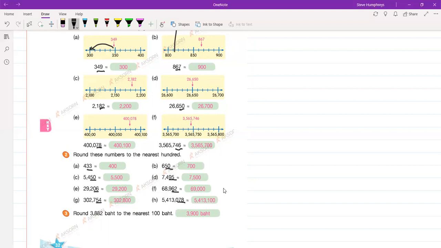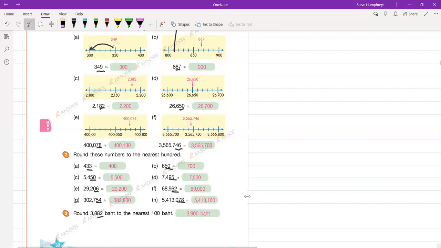Okay, and number 3, they're using baht as units. So you can write that in your answer. Round 3,882 baht to the nearest 100 baht. Okay, so get your answer, write it in the box, and then write baht.